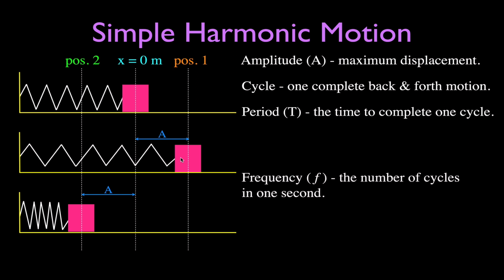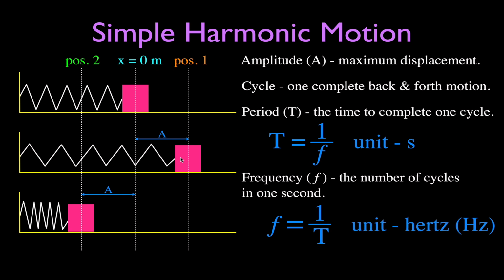And then the frequency is the number of cycles that it would complete in 1 second. All right, so we have the period and we have the frequency, and they have a very special relationship. They are inversely proportional to each other because the period is equal to 1 over the frequency, the period being measured in seconds, and the frequency, therefore, is 1 over the period. They're inversely proportional to each other, and the frequency is measured in hertz, which has the abbreviation capital HZ. Okay, so those are important terms that you should understand for simple harmonic motion: amplitude, cycle, period, and frequency.